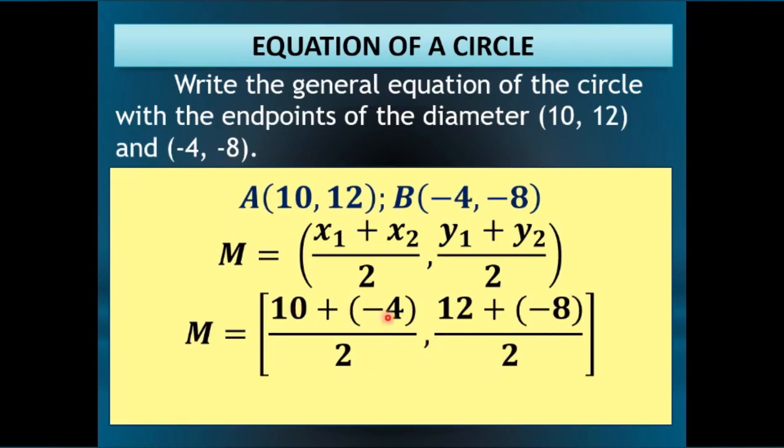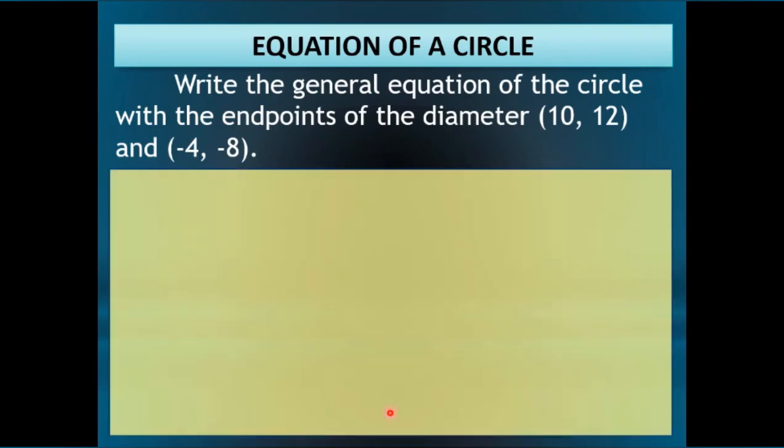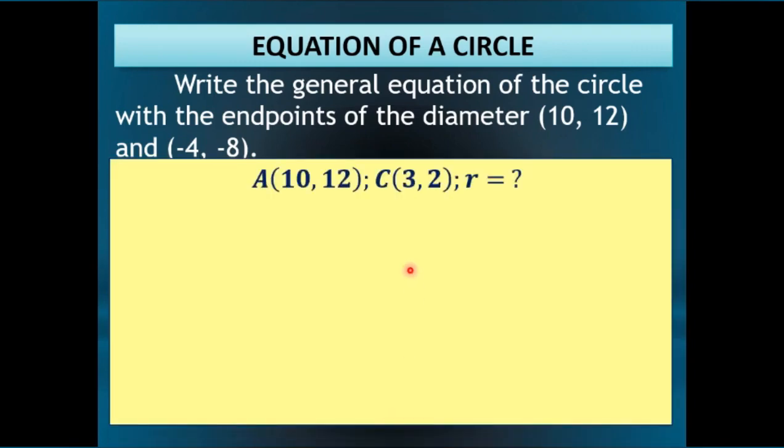10 plus negative 4 is positive 6, divided by 2 is equal to 3. And 12 plus negative 8 is equal to 4, divided by 2 is equal to 2. So we have the midpoint with coordinates (3, 2), which is already the center. So this 3 is our h and this 2 is our k. Given the center that we have found, which is (3, 2), let us now find our radius.